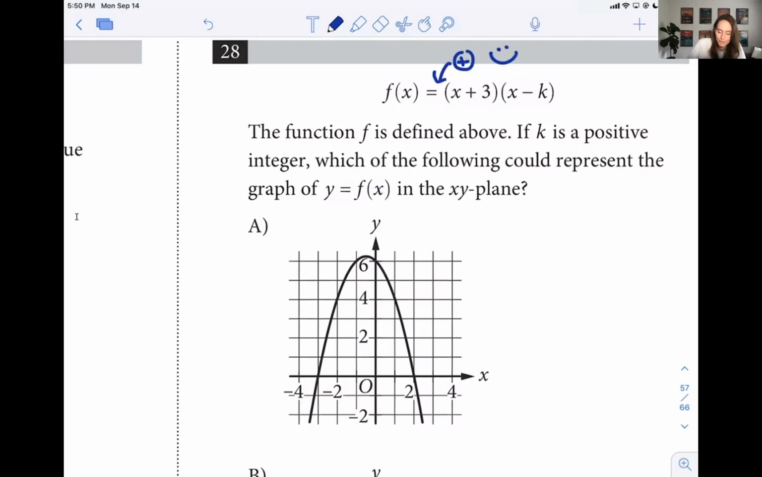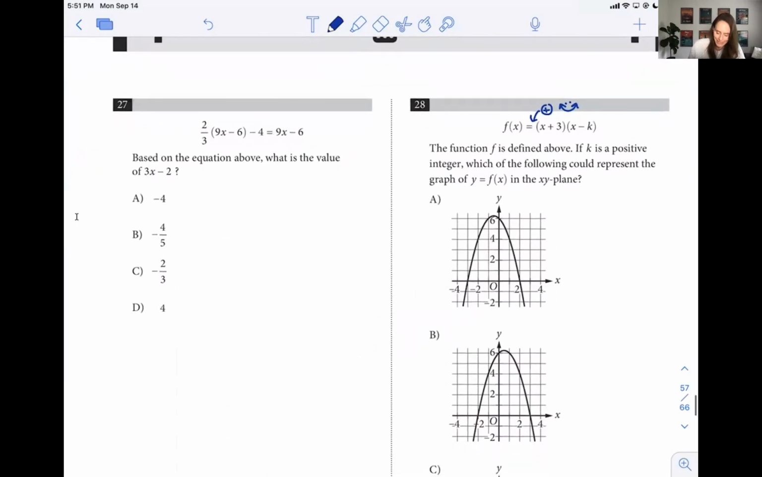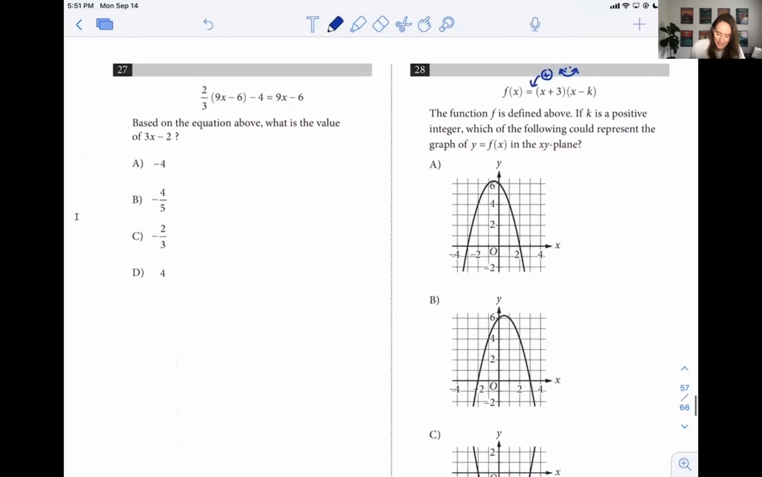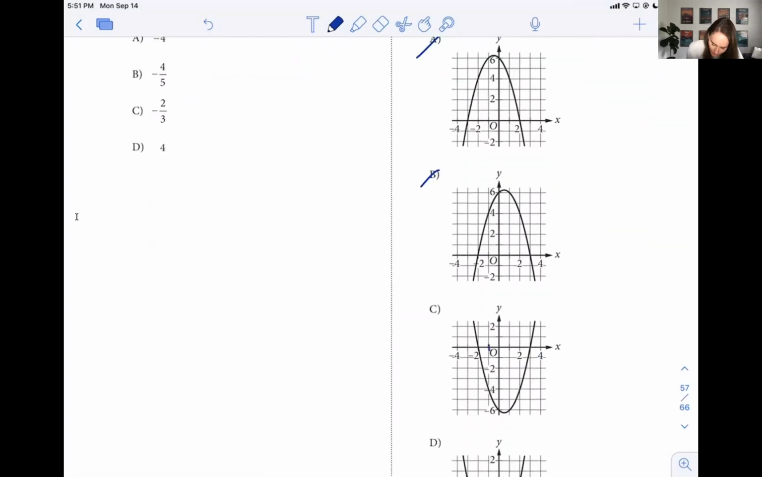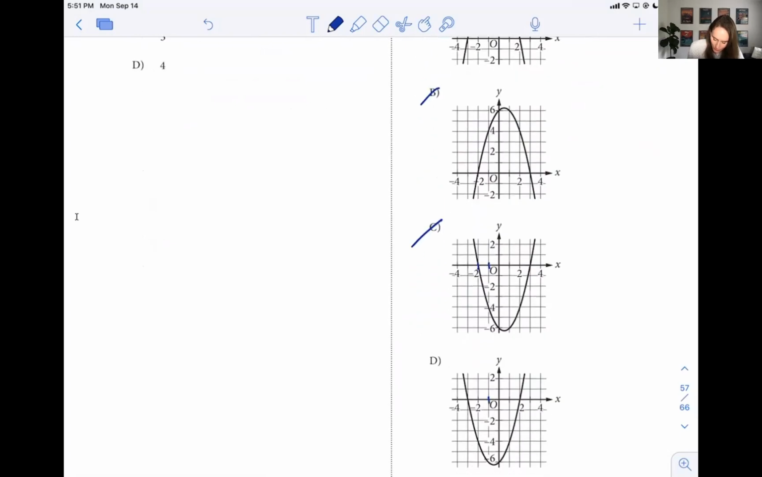So it's a happy parabola. It opens up, it's smiling, it's very happy. So it cannot be A or B. And that parabola is written in the x-intercept form. So if we have a factor that's x plus 3, it means that we have an x-intercept that's equal to -3. So we can check these. Let's see, here we have -1, -2, so it can't be C. And here we have -1, -2, -3, so it's D.